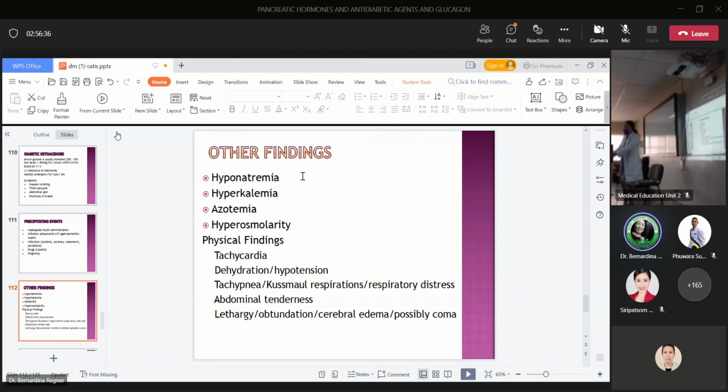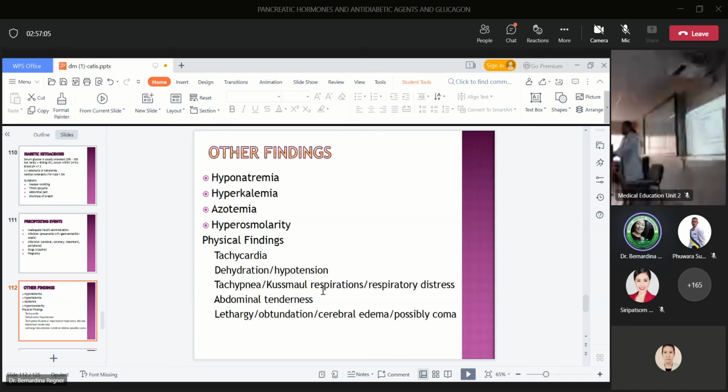Other findings, you will have hyponatremia, hyperkalemia, azotemia, hyperosmolarity. PE of your patient with diabetic ketoacidosis: you have tachycardia. You know what is tachycardia? Okay, more than 100, no? Dehydration, hypotension, less than 90/60. Tachypnea. What is tachypnea? Then diabetic Kussmaul respiration. You know what is Kussmaul respiration?